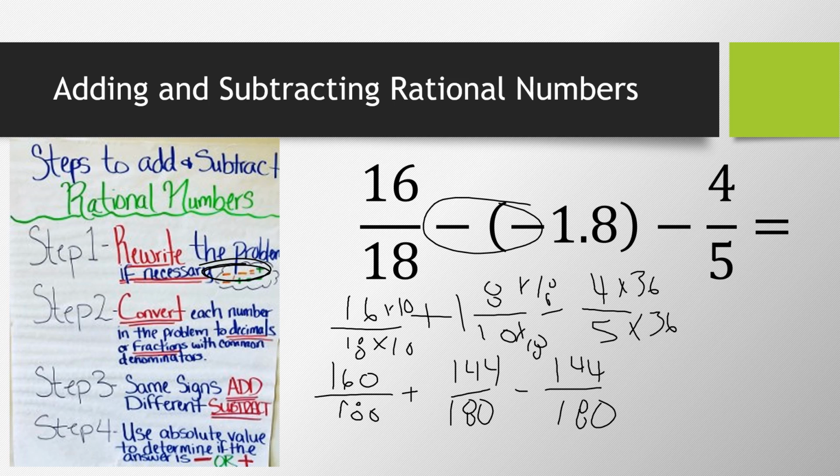Again, look, I have, sorry, I forgot that one. So now I have 160 over 180 plus 1 and 144 over 180 minus 144 over 180. If you notice something, you can notice that these two can cancel each other out. So this is the same thing. 1 and 144 over 180 is the same thing as 1 plus 144 over 180. So if you look, you can cancel these out again. Now you're left with 1 and 160 over 180.